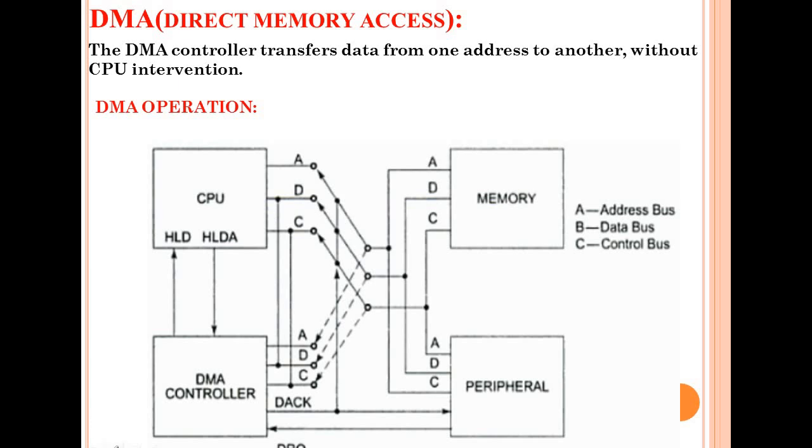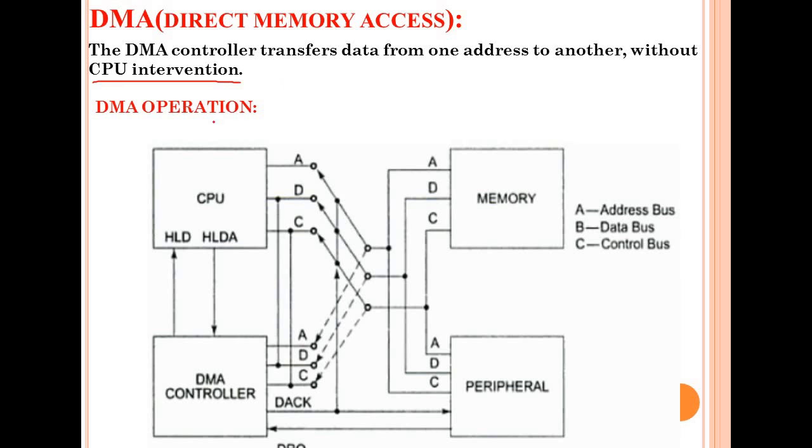Coming to DMA, Direct Memory Access, the DMA controller transfers data from one address to another address without CPU intervention or CPU interaction. Understand? The DMA controller is the one which transfers the data from peripheral to memory or memory to memory without CPU interaction. That is called a DMA controller.